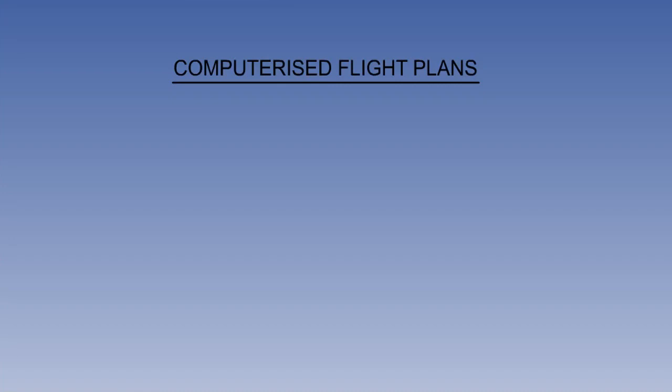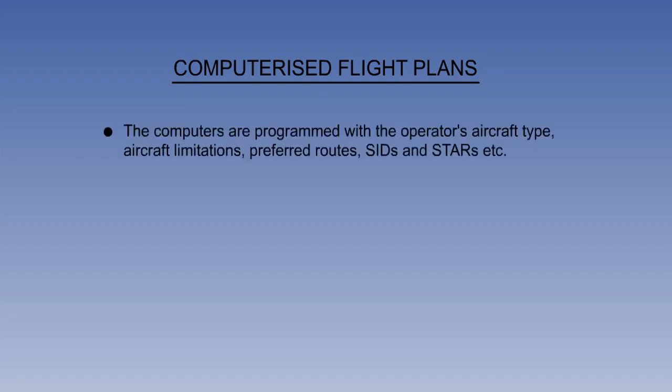The majority of airlines use a form of computerized flight planning, which gives the crews up-to-date information regarding the route. This information includes meteorological data, waypoints, planned fuel, radio frequencies, and much more. To achieve this, the computers are programmed with the operator's aircraft type, aircraft limitations, preferred routes, SIDs and STARs, etc.